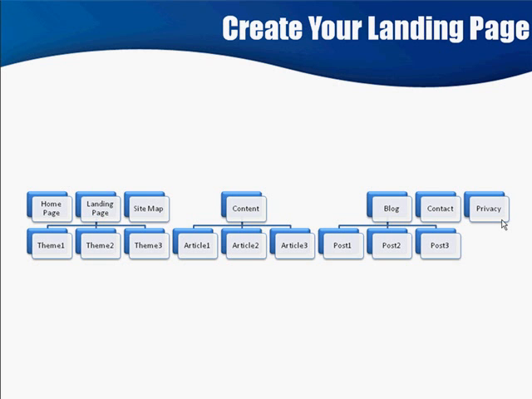So we've got 1, 2, I'm not going to count the different themes, but I'm going to count just the landing page. 1, 2, 3, 4, 5, 6, 7 pages right there. And then we've got some themes, some articles that we're going to write, and some posts. That's basically it. But that is your whole website.